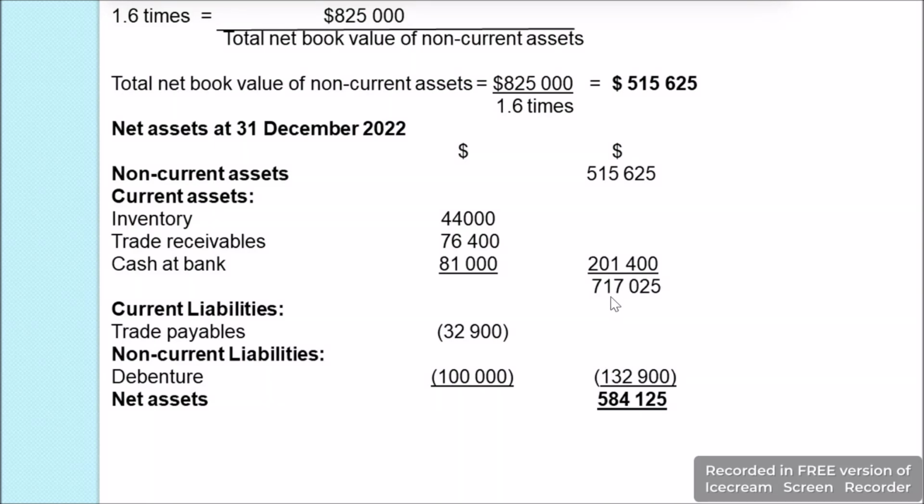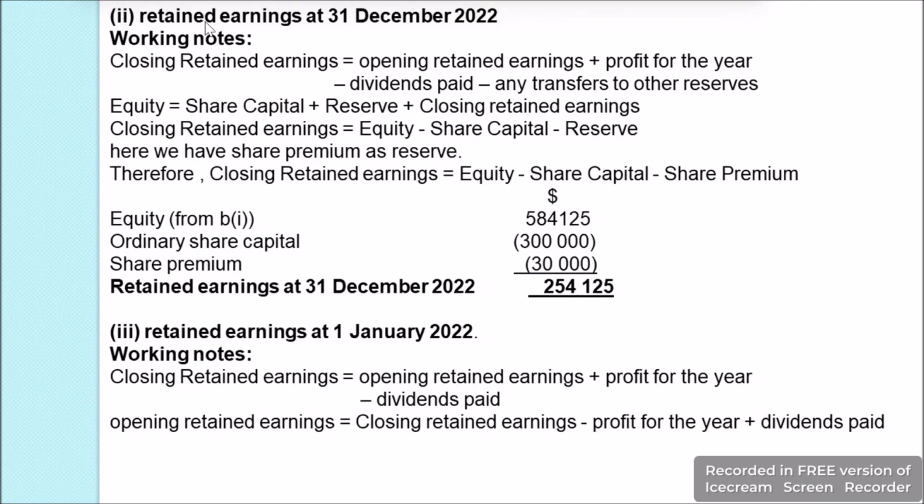So $717,025. From there we subtract $132,900. We will get the total net assets as $584,125. In the second bit of the question, we are asked to find the retained earning at 31st December 2022, which is the closing retained earning.